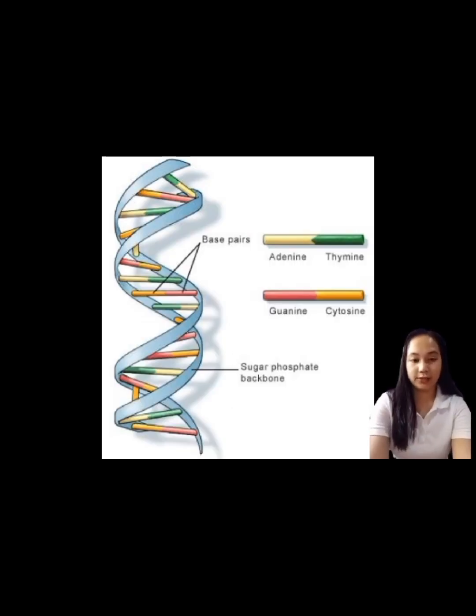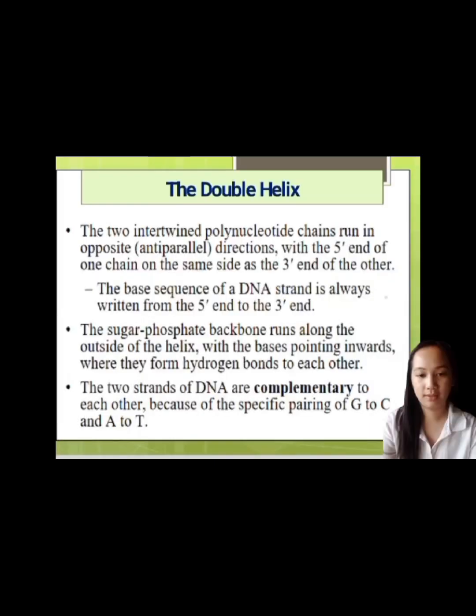The two strands of DNA are held together by hydrogen bonds between the nitrogenous bases. So adenine always pairs with thymine and guanine pairs with cytosine. These specific base pairs are what cause the double helix shape. Antiparallel strands: the two strands that make up the DNA molecule run in opposite directions. So this is referred to as antiparallel.